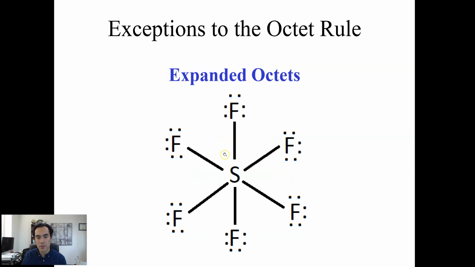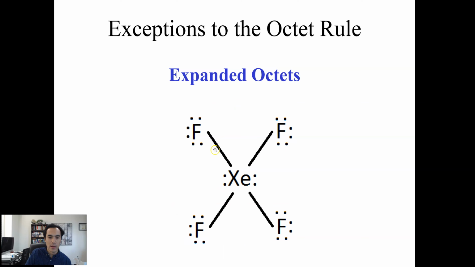Another one is sulfur. Sulfur is a very common expanded octet: 2, 4, 6, 8, 10, 12, with fluorines on the sides. And then xenon, which is technically a noble gas and shouldn't technically bond, but it does, has another expanded octet as well. So just keep that in mind when you get to these periods, that you do have exceptions to the Lewis dot structure rules.